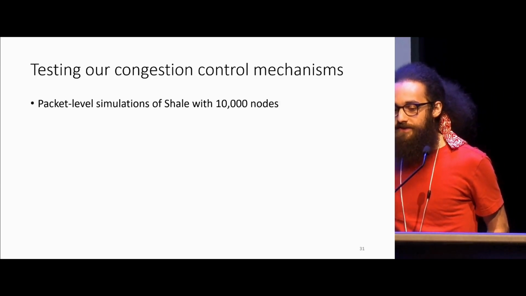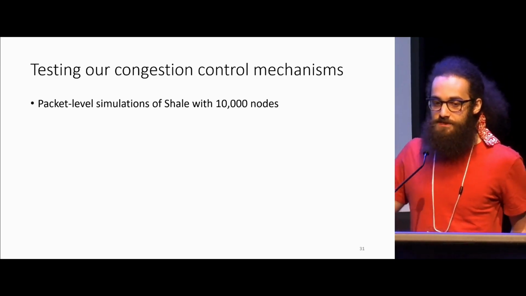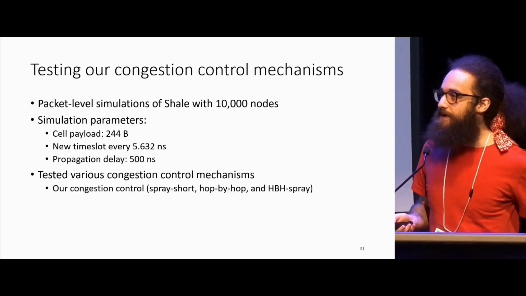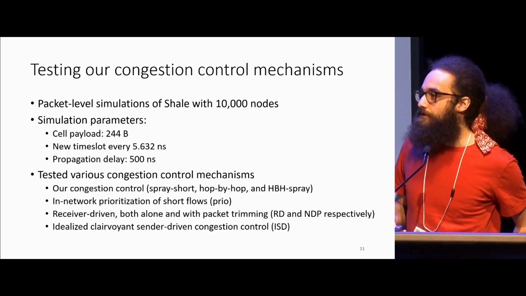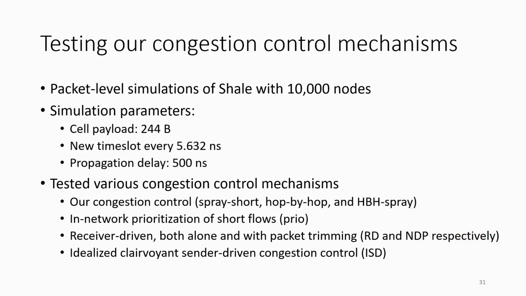In order to evaluate this, we did packet-level simulations with 10,000 nodes, and we have several simulation parameters. I won't read them. We also compared to a number of baselines. We compared to several baselines as well as our own congestion control mechanisms. I won't talk too much about what these baselines are. Please see our paper for details. But let's actually look at some of the results.